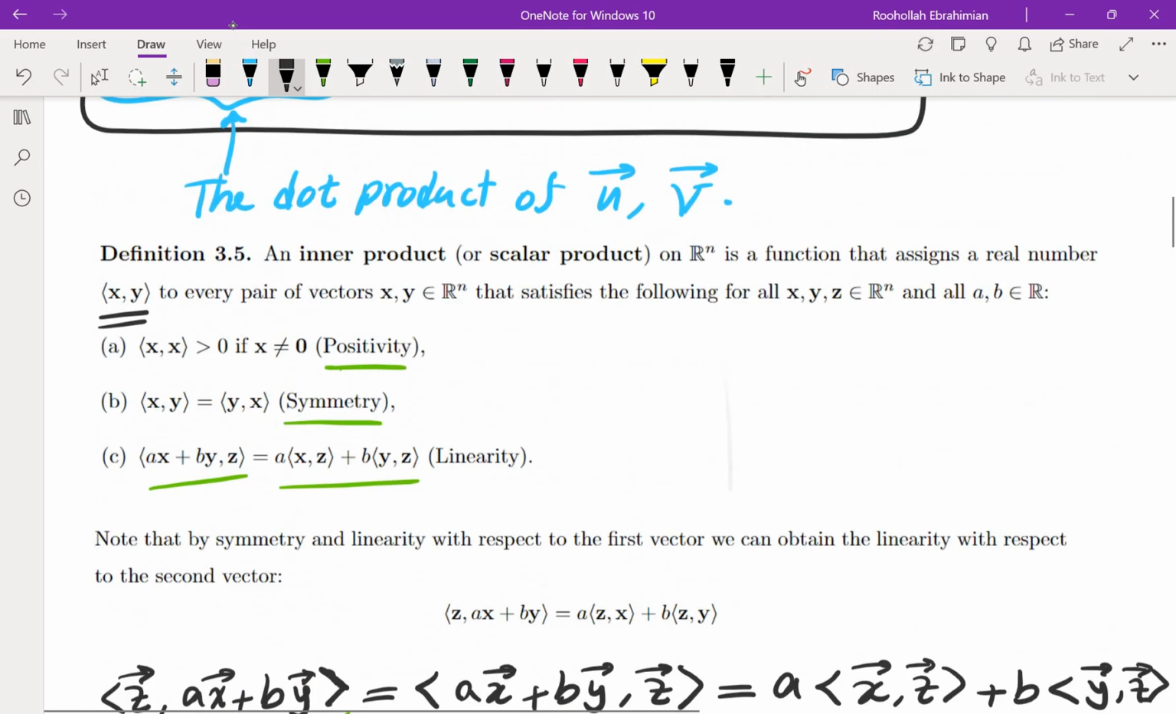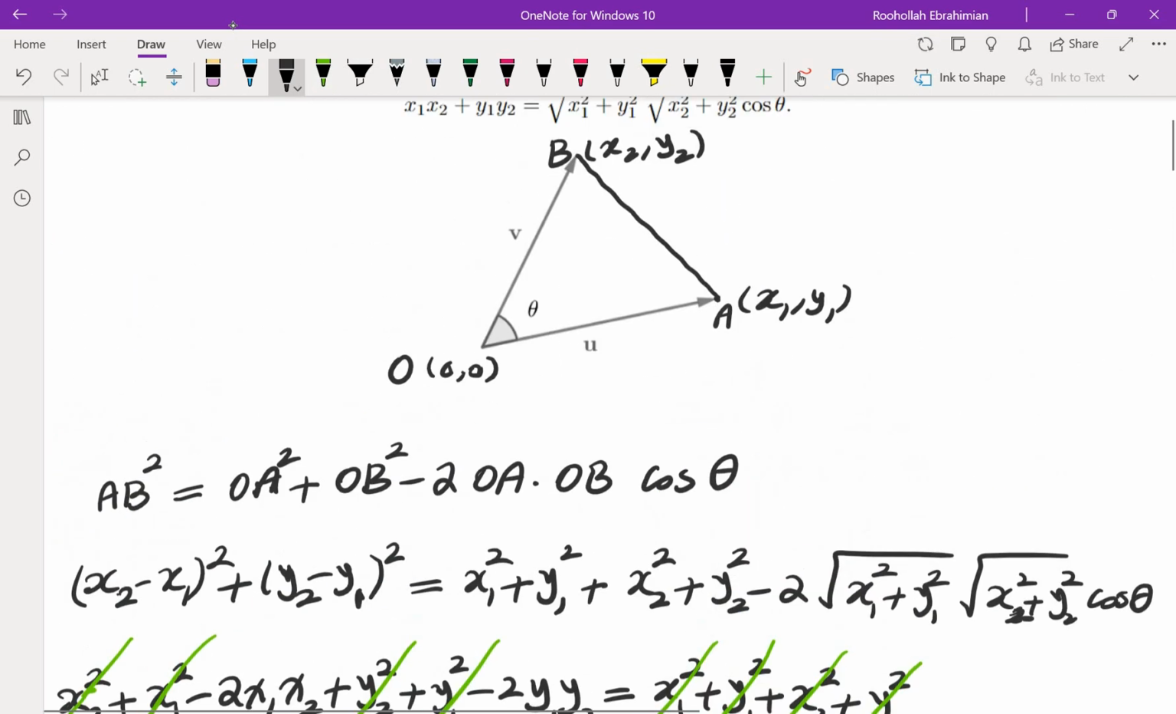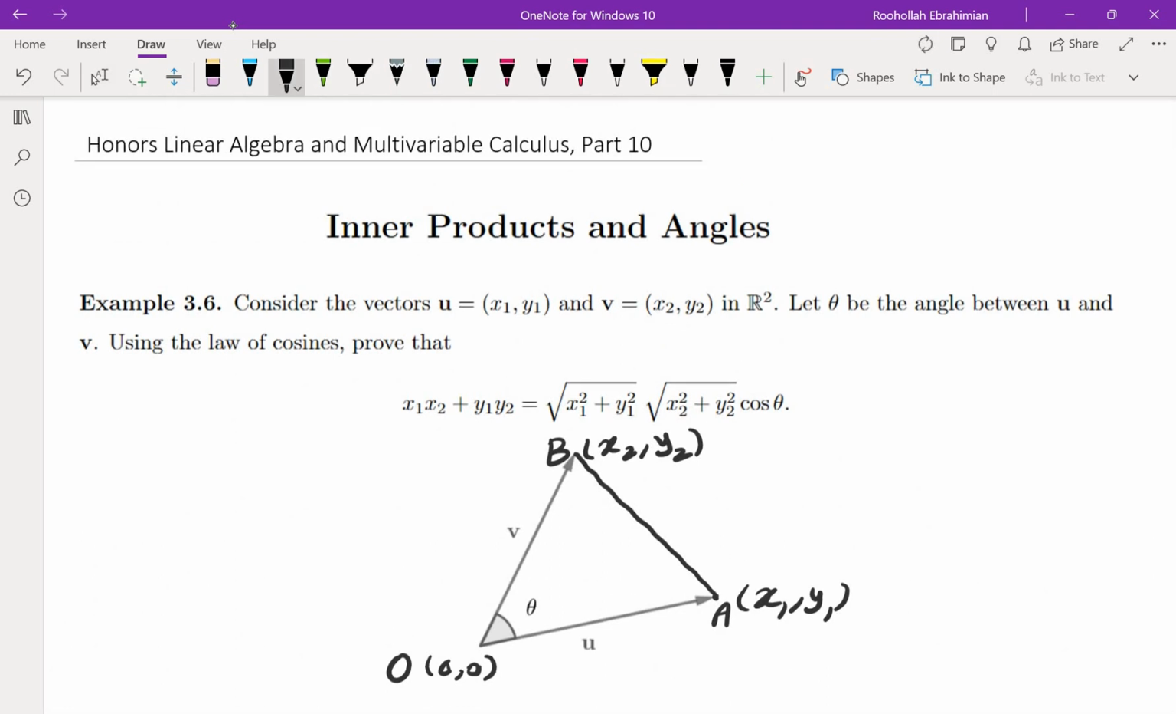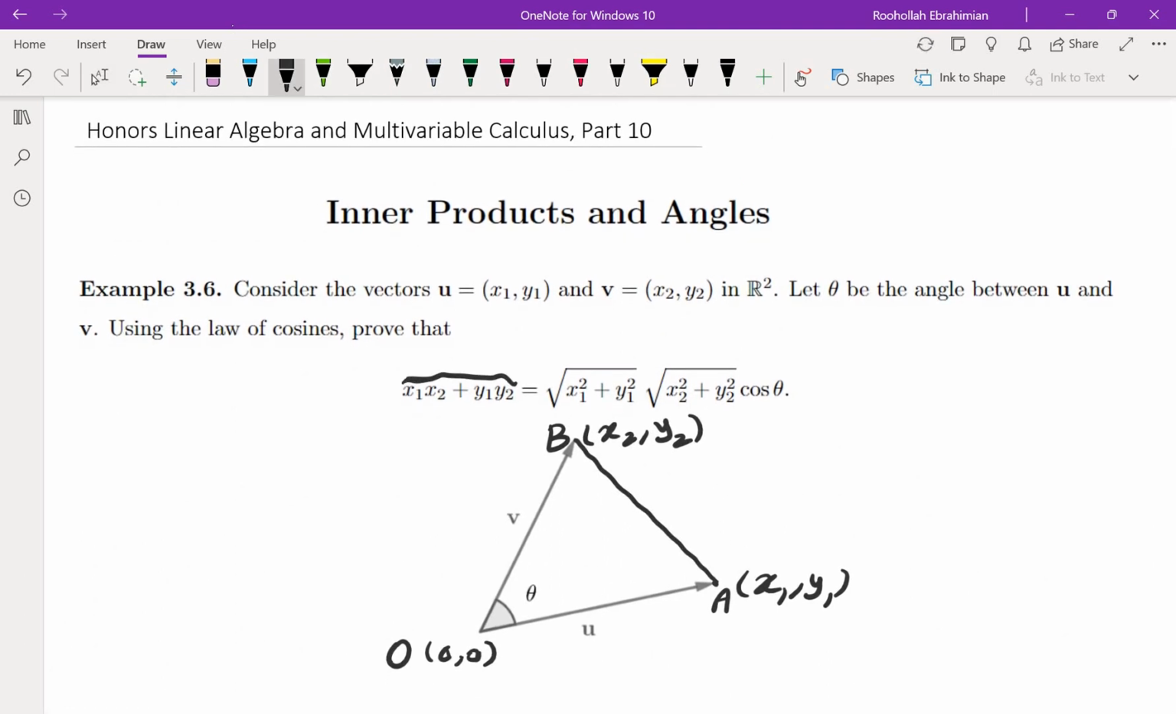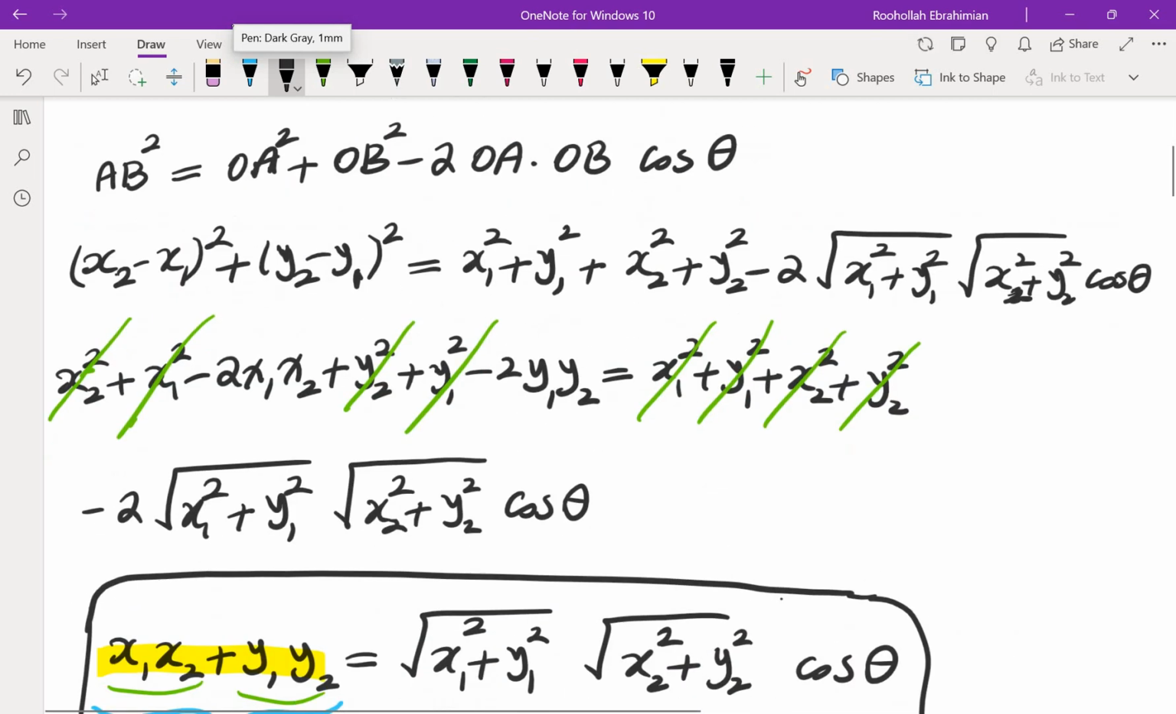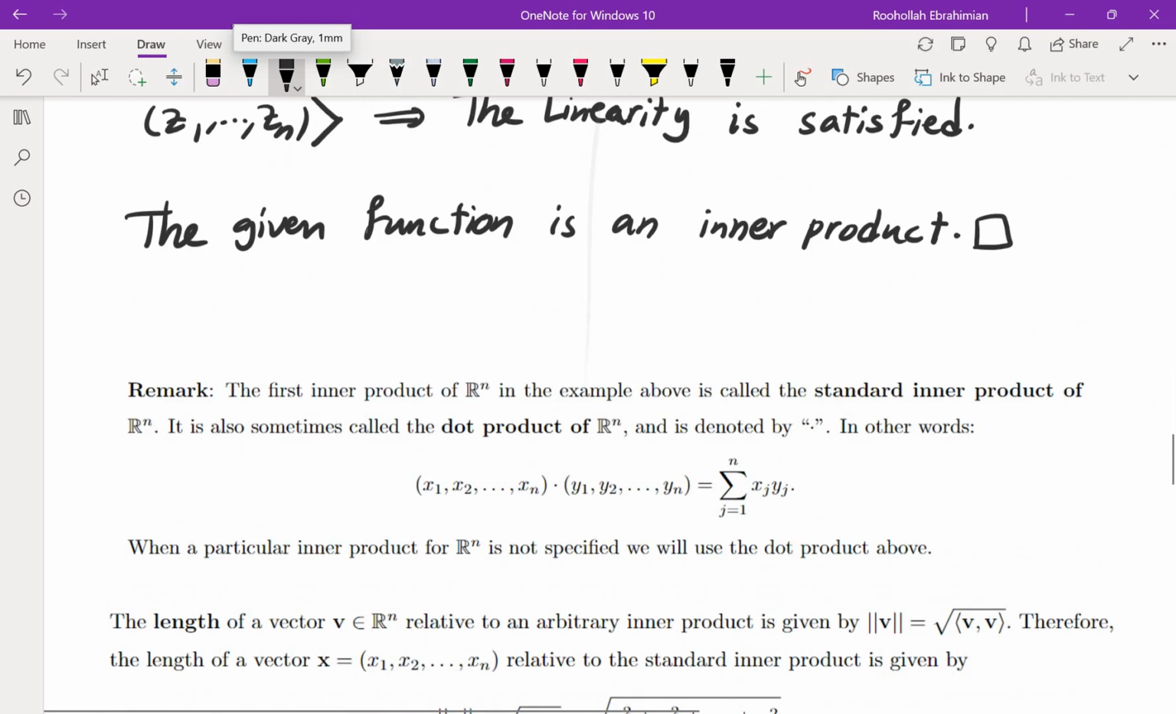If I look at the very first example we did today in this video, this guy is the standard inner product, the dot product. And that was the one that helped us find the angle in the Euclidean geometry. So there is actually a name for that.